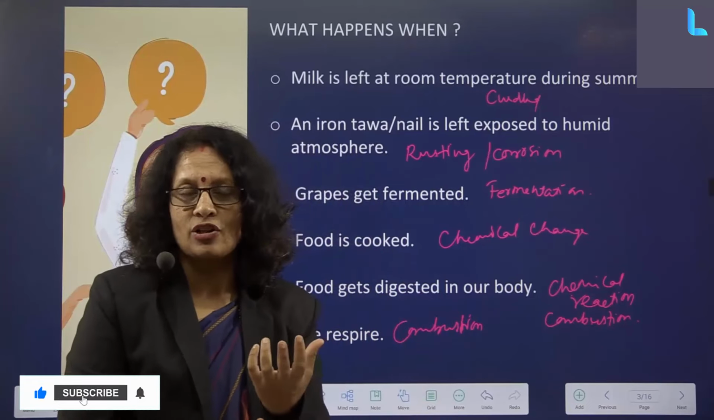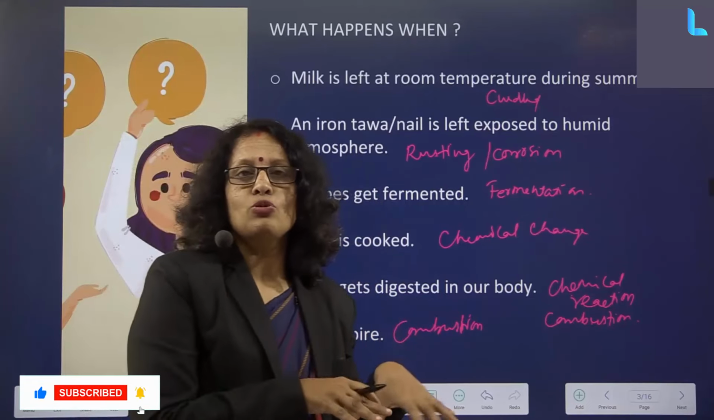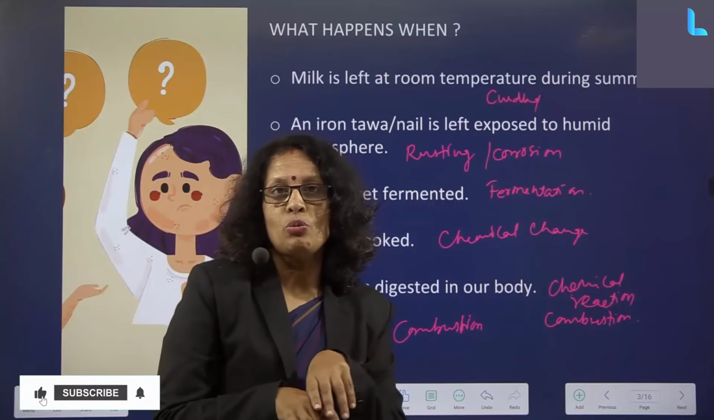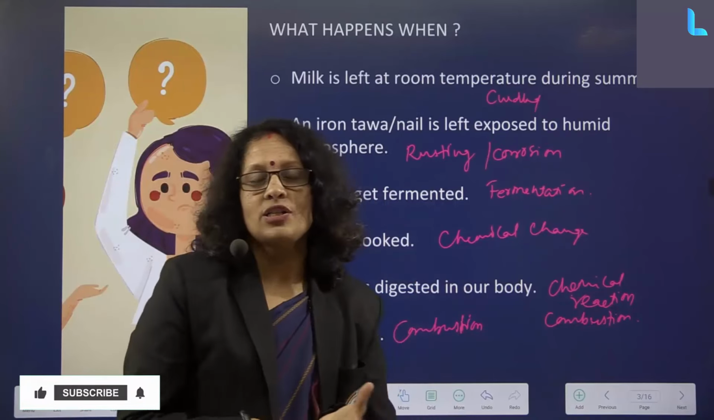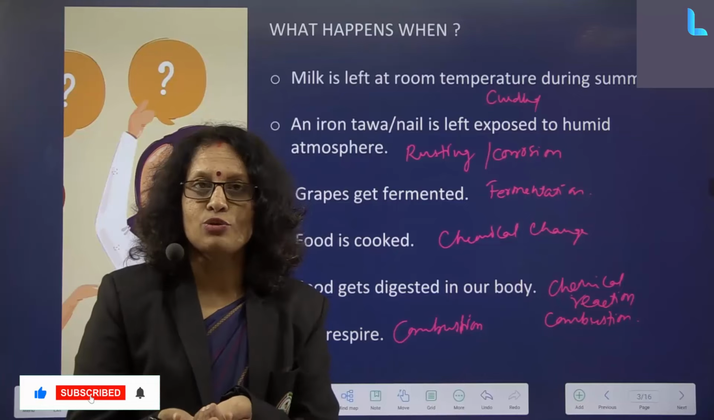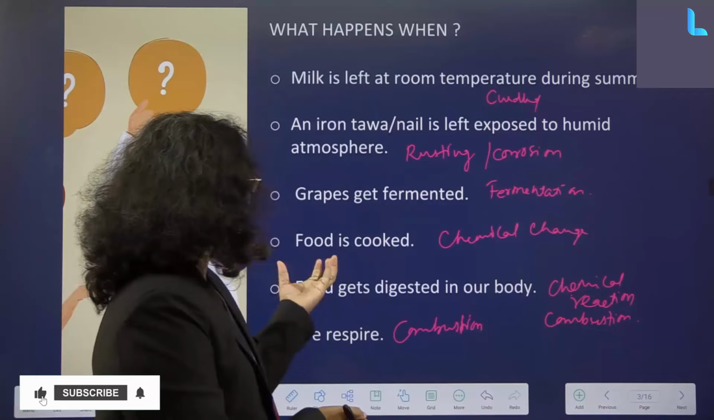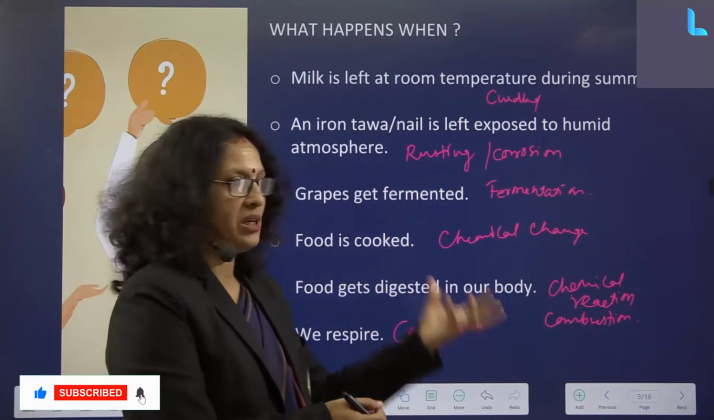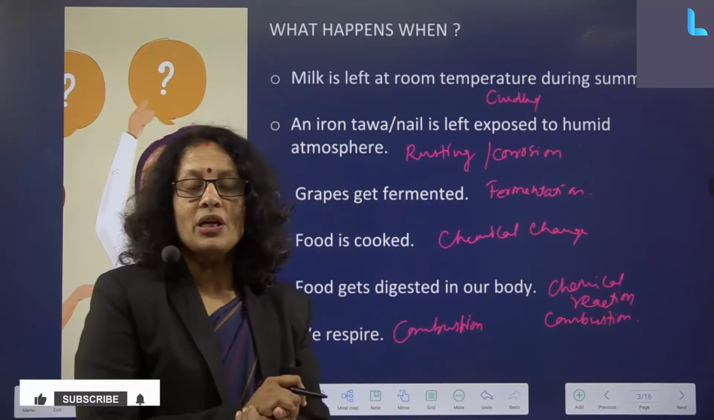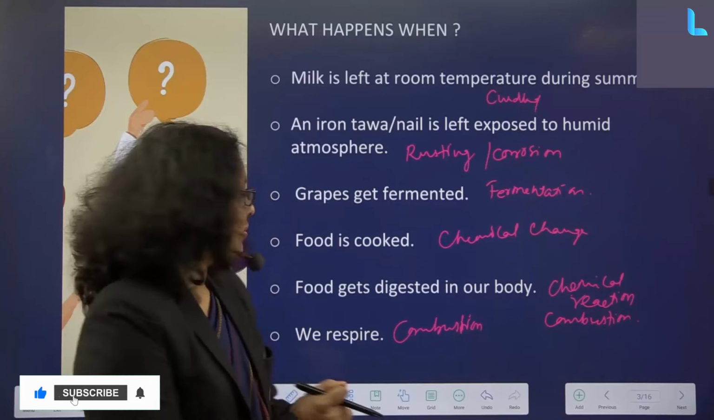This is a chemical reaction. The advantage is that a wine industry can use it to convert the grapes into wine. The disadvantage is that the fruit gets over-ripened and spoiled, so it is of no use for eating. Anything is possible. Then food is cooked. This is also a chemical change. The cooked food cannot be converted back to the raw food, okay.